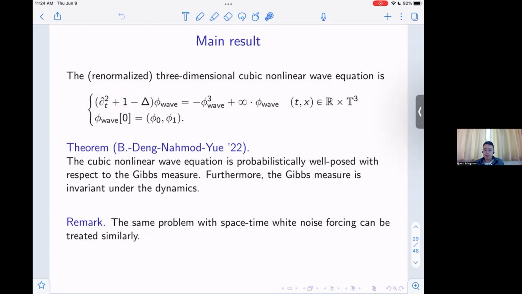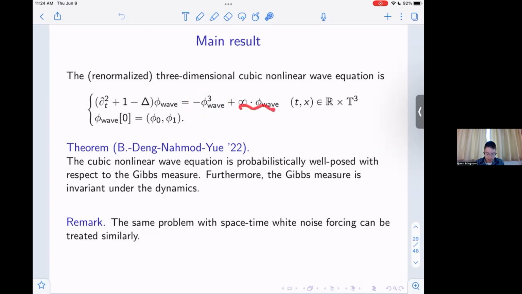Because of this massive term, technically speaking, I should call this a Klein-Gordon equation. But in the random PDE setting, these equations are typically not distinguished from the wave equations, because once you take into account the action of the renormalization group, it gives you the same class of equations. Okay, so this is why I still call this a wave equation. Now, on the right-hand side, we have our nonlinearity. So we have a defocusing cubic nonlinearity. There's a minus here, which makes this defocusing, or if you prefer, repulsive.